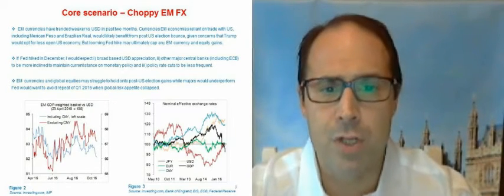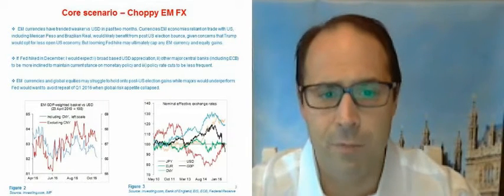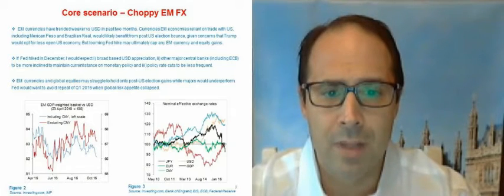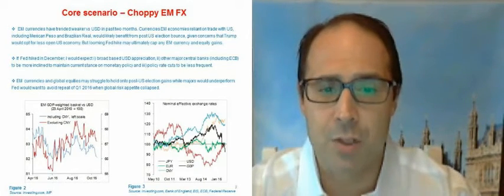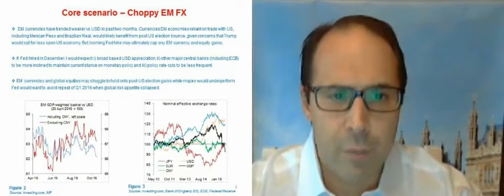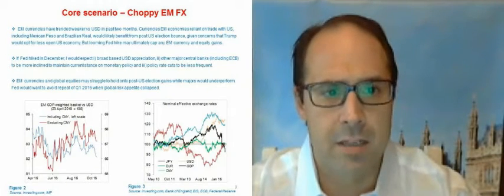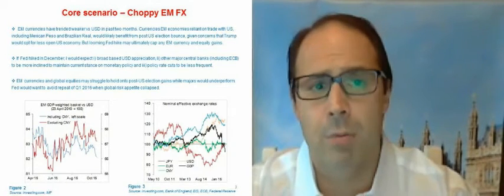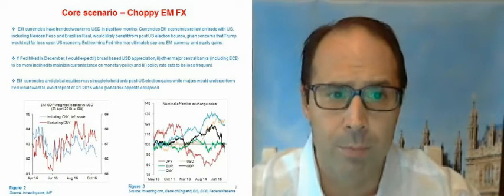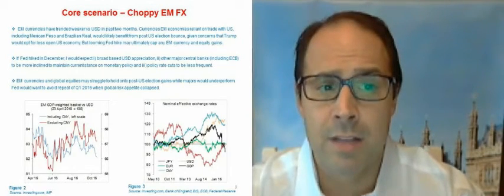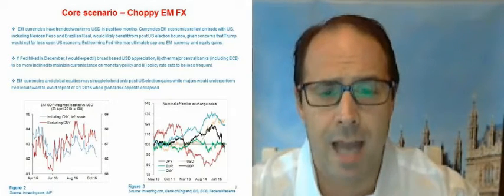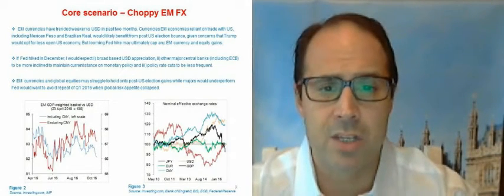I point you to figure 3, which shows how the major currencies have performed in recent months and recent years. And it's worth noting that the euro has actually been very stable. That's the green line, despite claims to the contrary. If we did indeed have a Clinton victory and a Fed hike in December, it's very possible that EM currencies and global equities would struggle to hold on to their post-election gains, whilst majors would underperform. I think it's important to note that the Fed would very likely want to avoid a repeat of the first quarter of this year, when global risk appetite collapsed after the first Fed hike in December.